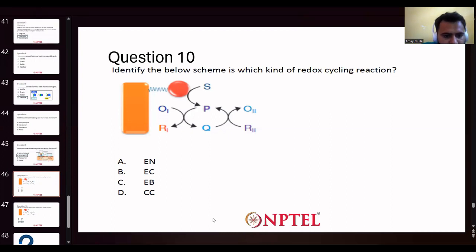EC or EN or EB reactions basically involve a transfer of electrons. In this reaction, there is no transfer of electrons happening, so there is no electrochemical component in this reaction. What is happening is the product is being converted at the active site. From the product, two chemical reactions are being triggered. The initial product O1 is converted into R1, and with the same reaction, P is converted into Q. From that, there is one more reaction occurring wherein R is being converted into O, and Q is being converted into P. So there are two chemical reactions occurring here, and there is no transfer of electrons. So this is a CC type of redox reaction.